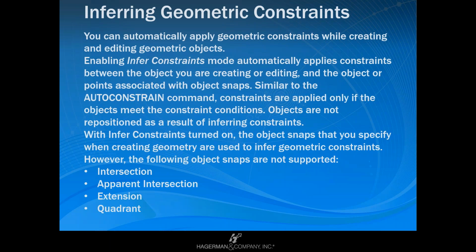So again, in a nutshell, what are constraints? They apply intelligence to your objects. They link objects together. You change one, another one updates. You modify a dimension on one. The geometry updates per what you've changed the dimension to.